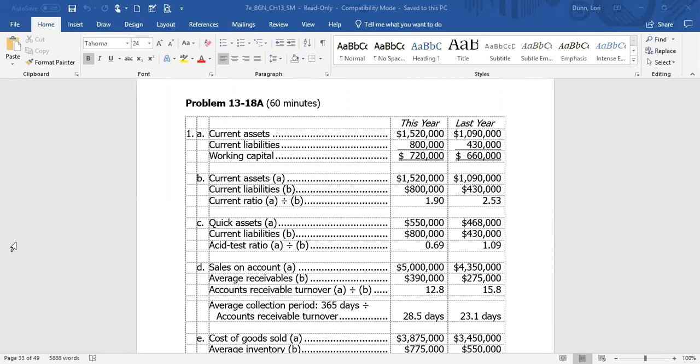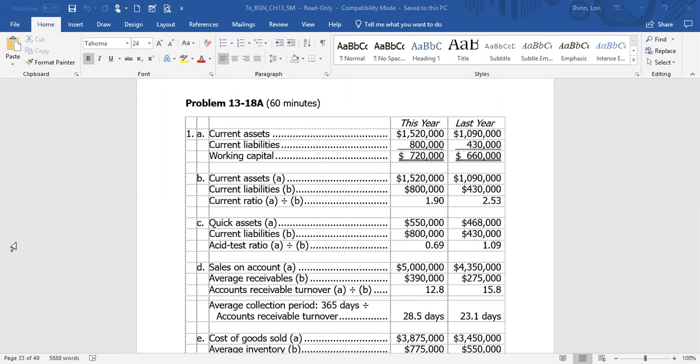So in our this year calculation, we have 550,000 of very liquid assets to pay our current liabilities. So we divide the current liabilities into that amount, 69 cents. So for every dollar of current liabilities this year, we have 69 cents of liquid assets, near cash or close to cash assets.